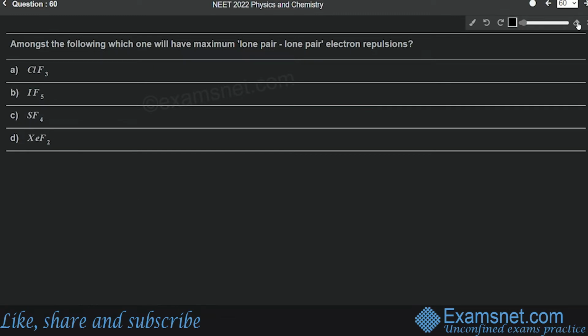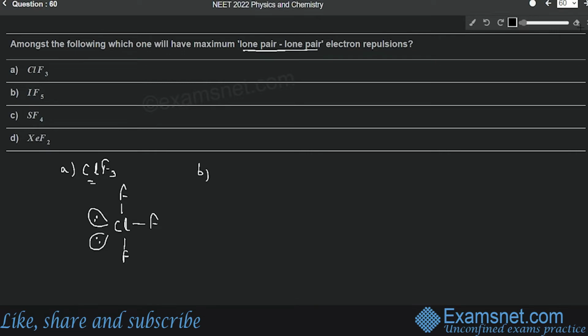Question number 60 is from the chapter Chemical Bonding and Molecular Structure. And the question is, amongst the following, which one will have maximum lone pair electron repulsions? Okay. So to understand this, we should draw the structure first. So first one is ClF3. Now chlorine belongs to group 17 elements. That means it will have 7 electrons in the outermost shell. So out of these 7, we have 3 electrons which are shared with the fluorine atoms, right? So how many left? 7 minus 3, that means 4. So we can say that 2 pairs of electrons are left, right?